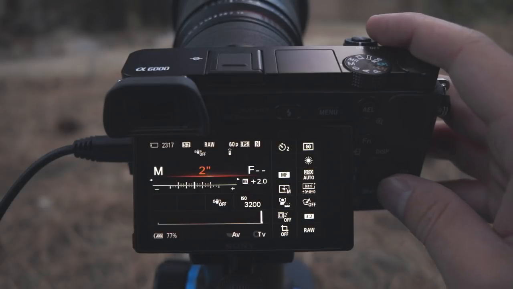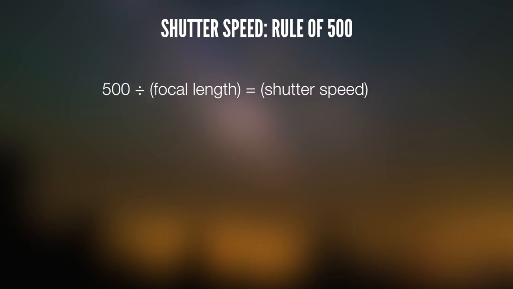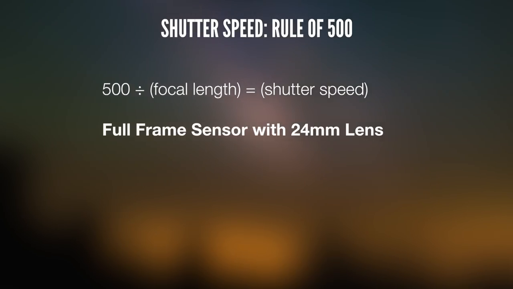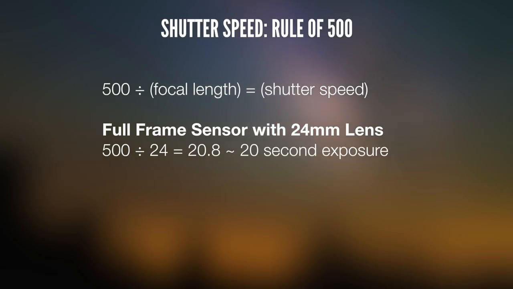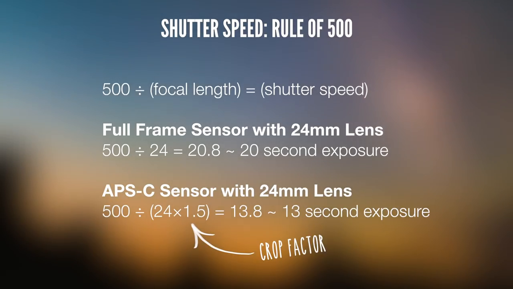For the shutter speed, it's usually a good starting point to set your exposure according to the 500 rule. Take 500 and divide it by your focal length to get the recommended shutter speed. So for example, I'm using a 24mm lens, so I'll take 500 and divide it by 24, which equals 20.8, or about a 20-second exposure. If you're using a camera with a smaller APS-C sensor, make sure that you multiply your focal length by the 1.5x crop factor before using the 500 rule.